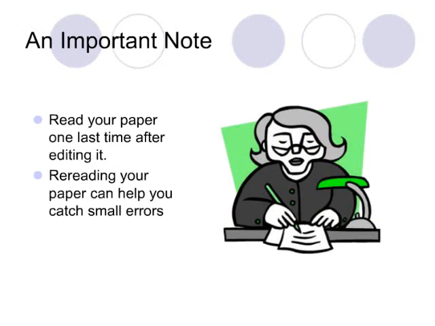An important note to keep in mind is that you should always read your paper one last time after editing it. This part of the writing process is called proofreading. When you proofread, you're reading the final draft of your paper and looking out for typos or other careless errors. You can think of proofreading as the final edit.